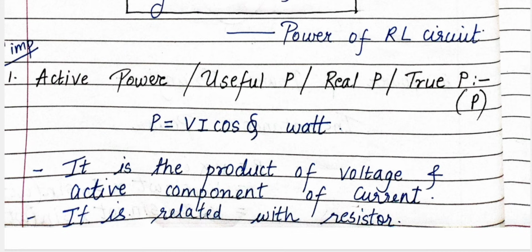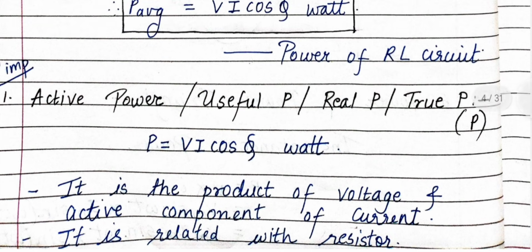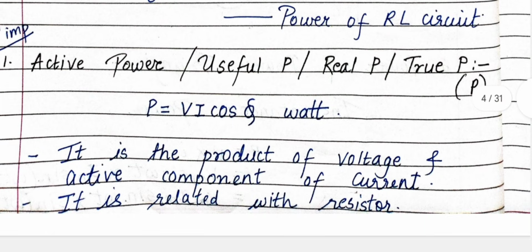Okay, so first of all we will see active power. We can call it useful power, real power, true power, but for simplicity we can consider it as active power. It is denoted by P. Remember, what is its formula? It is the same which we had derived for power of RL circuit. Okay, it is similar for all of them. So P is equal to VI cos phi watt. Remember, this power, that is active power, its unit is watt.